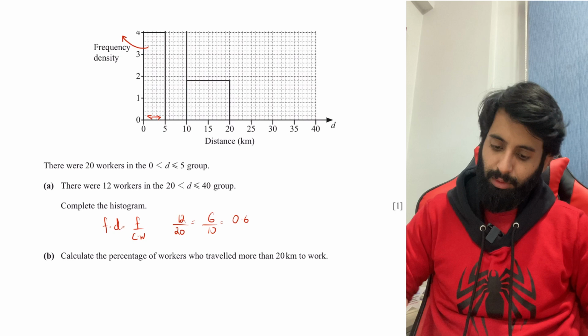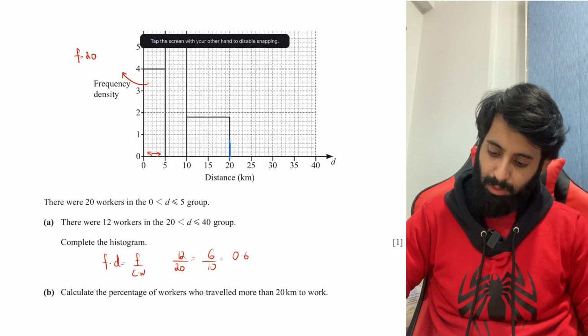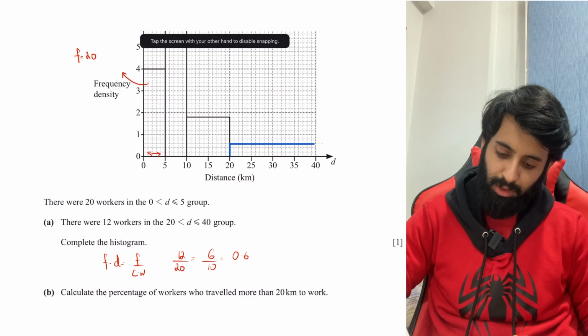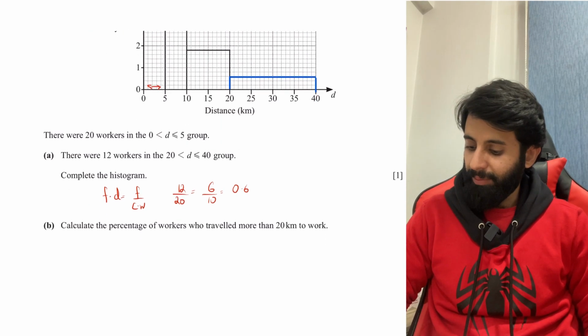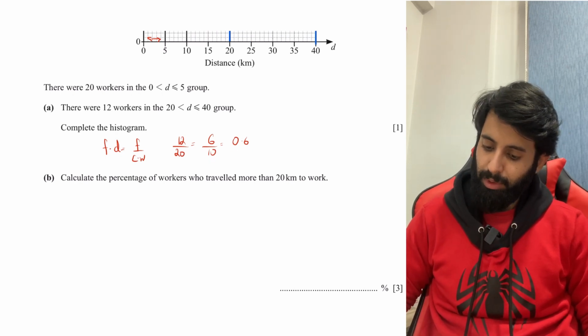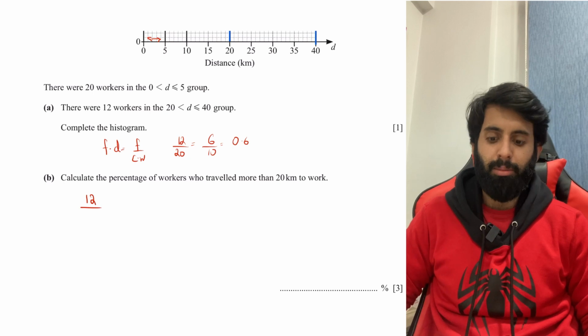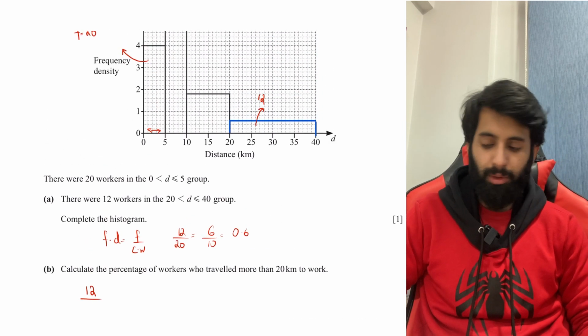So that means for the next bar that we're going to draw, the height is going to be 0.6, which means it's going to move 3 boxes up. So there you go, this is 0.6. Okay, great. Then it says calculate the percentage of workers who traveled more than 20 kilometers to work. So the number of people who travel more than 20 kilometers are 12, okay? But that's not enough. You need to know what the total frequency is.